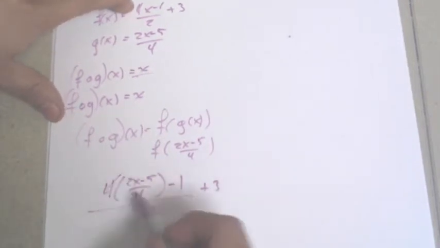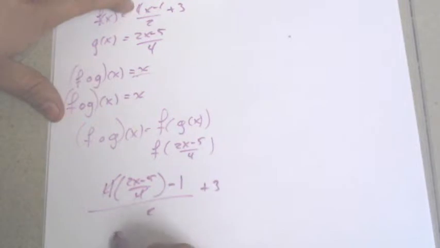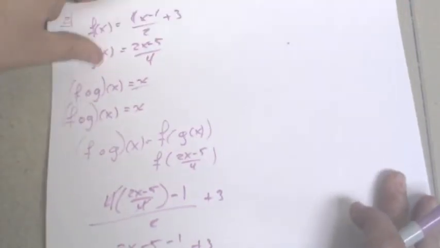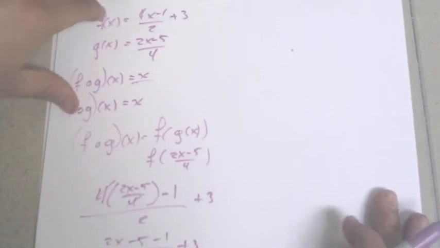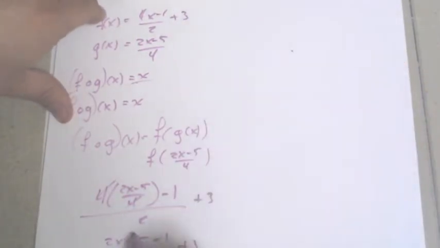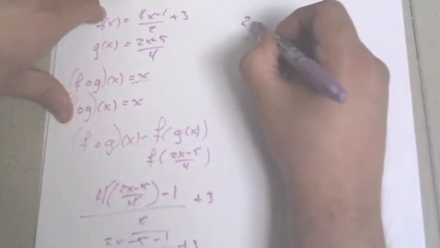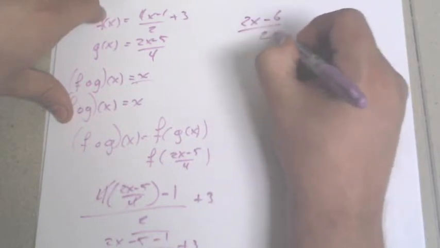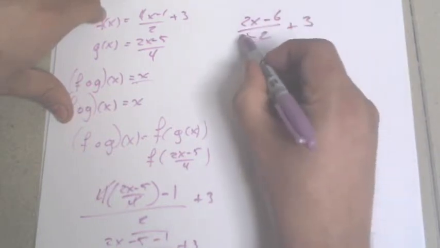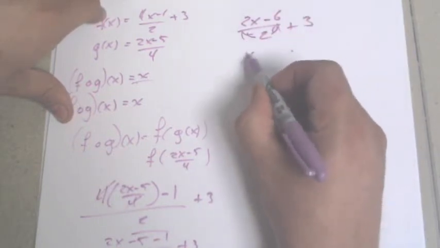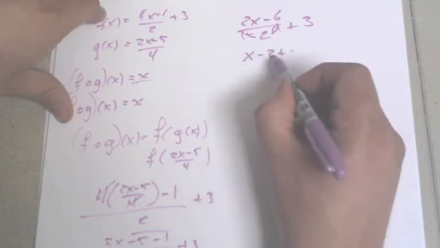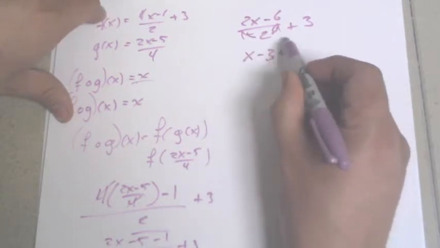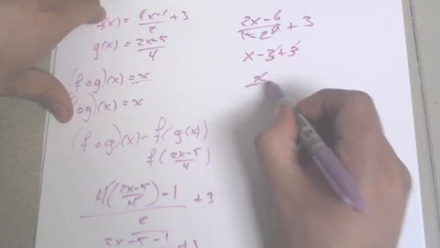Nice thing is the 4s cancel there, so we get (2x minus 5 minus 1) over 2 plus 3. Sorry, it's hard to see that at the bottom there. Over 2. So combine our like terms there. So (2x minus 6) over 2 plus 3. Make sure the 2 divides into both of them. x minus 3, plus 3, those undo each other, and we get identically x.